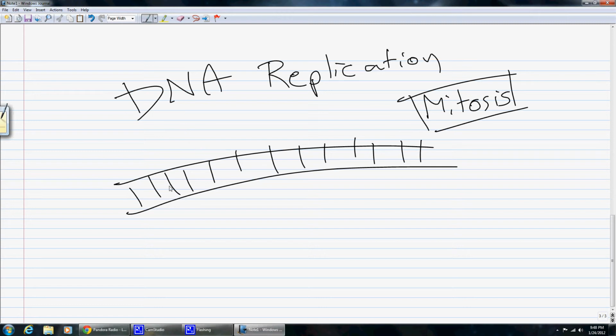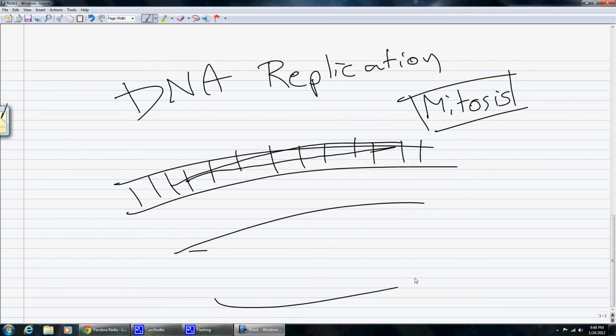So what it does is it goes through and it, oh, that's a terrible tear. It starts to tear or unzip. And you'll start to see something like this. So some of the ends will still be connected, but slowly they'll all start to come apart. You can see that there's gaps in here.